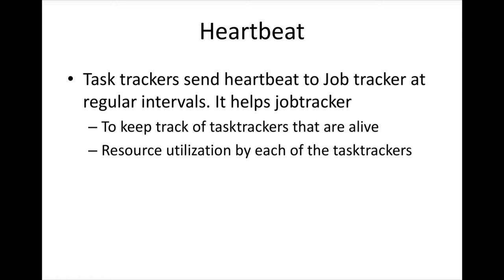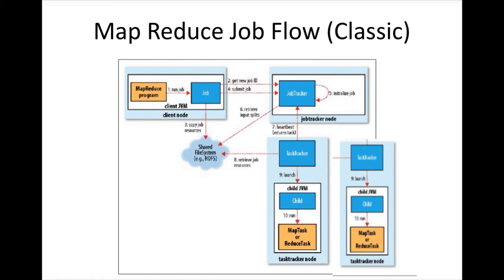So heartbeat is the communication mechanism between the task trackers and job tracker, using which job tracker can keep track of live task trackers and also the load on the task tracker, and using that information it will submit the jobs. So just remember, it is very important, this buzzword heartbeat. Heartbeat will be used to communicate between the slaves, which are task trackers, to job tracker. And now we will understand the MapReduce job flow, how it works.